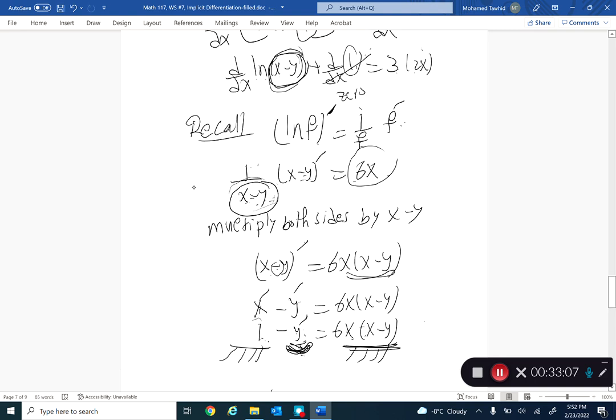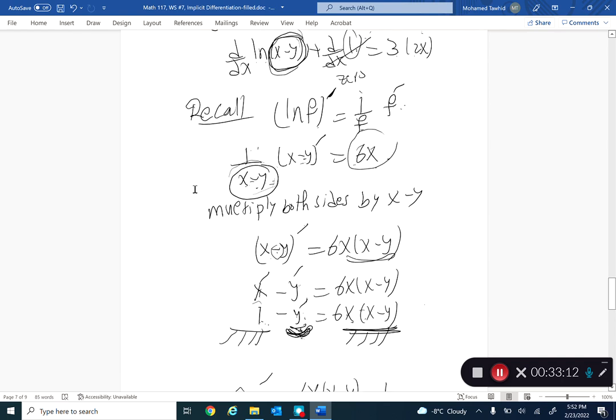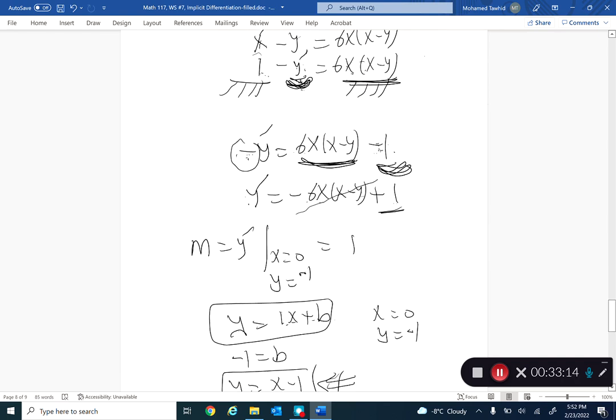So now I need to solve this equation for y prime, because our goal is to get y prime. When I say solve for y prime, it means the number in front of y prime must be 1. Then I replace x by 0 and replace y by negative 1. When I replace x by 0, 0 multiplied by any term, you get 0.